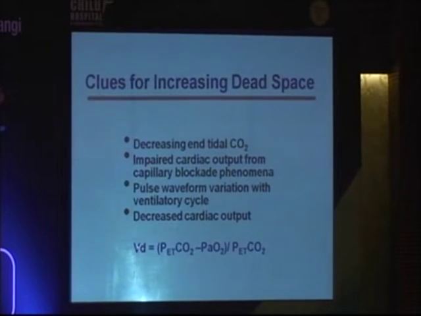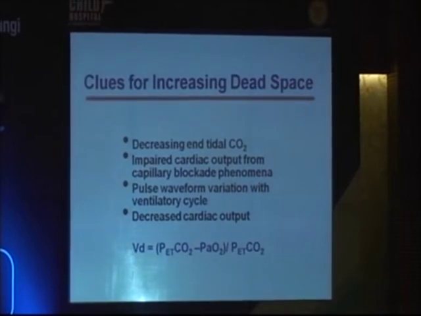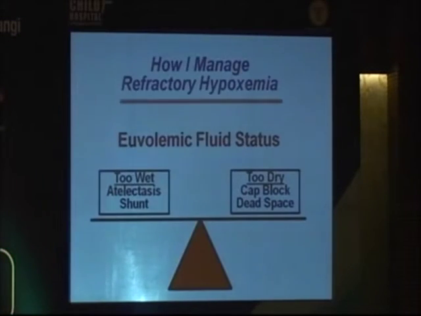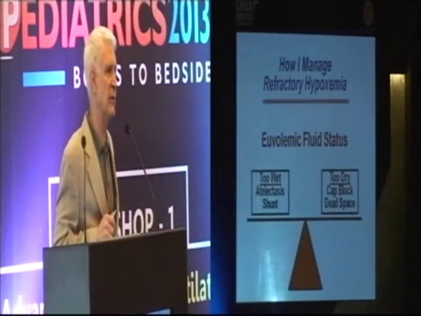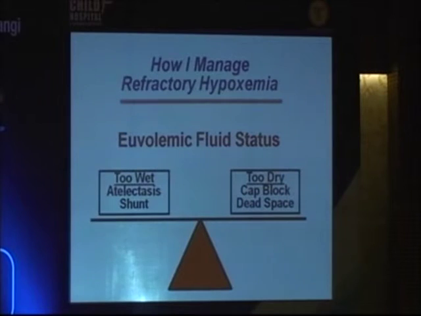Here is the equation for dead space ventilation that is easily calculated. The end tidal carbon dioxide minus the arterial divided by the end tidal. This is something that we should be keeping track of as we are manipulating these pressures in the lungs, trying to optimize alveolar recruitment. Moving on to fluid status, this is one of my favorite things because it affects these concepts that we've been talking about.